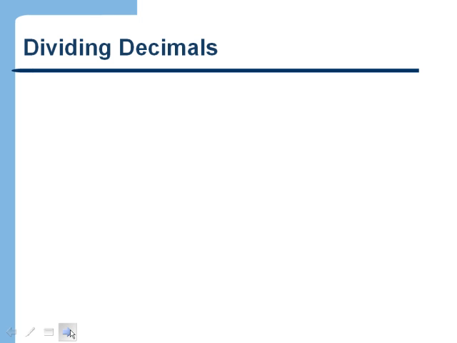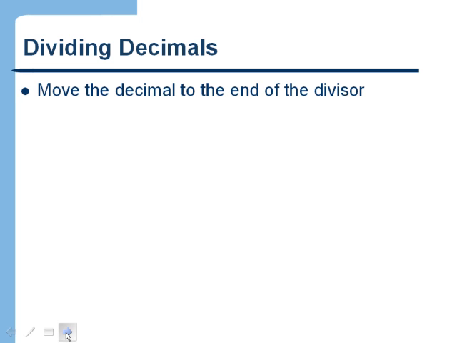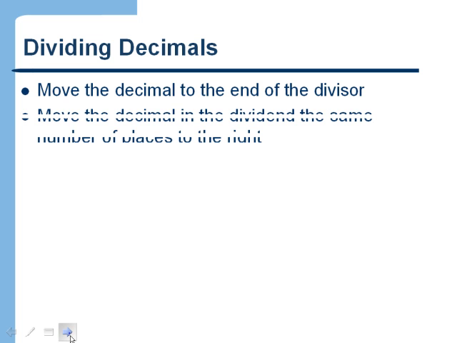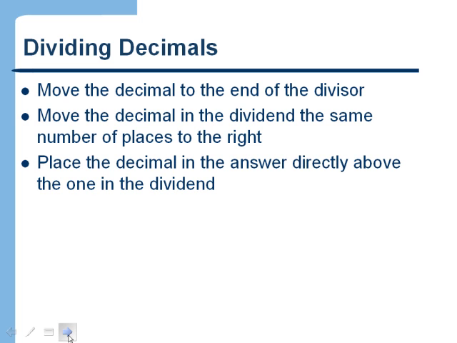Let's take a look at how to divide decimals. So the first thing we do is, if the number that we're dividing by, which we call the divisor, has a decimal point in it, we move it to the end of the divisor, and we move the decimal point in the number we're dividing into, which is called the dividend, the same number of places to the right. Then we place the decimal in the answer directly above the one in the dividend.